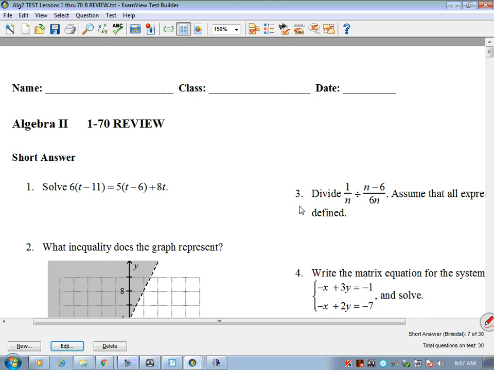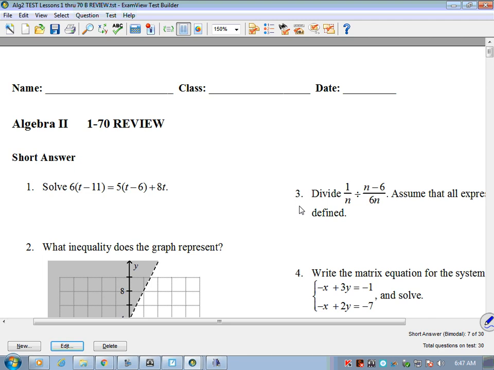Alright, so this is your Algebra 2, 1 through 70 review. Hopefully I do a better job with this than I did with the geometry review, and there's actually sound here. Start with question number 1. You can go down to the bottom of the document that's already been sent to you. You can look at the answers, you can look at the lessons.